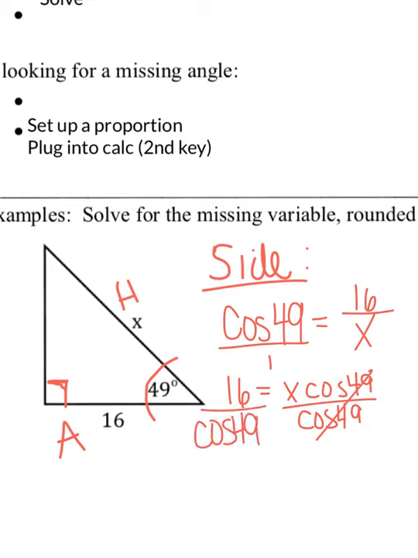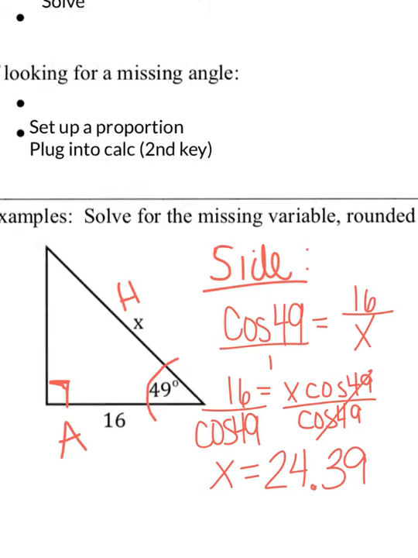So in your calculator, this is what you're going to press. 16 divided by cosine of 49, close the parenthesis, press enter. Your answer, rounded to the nearest hundredth, should be 24.39. And that's it. Okay? Number 2.